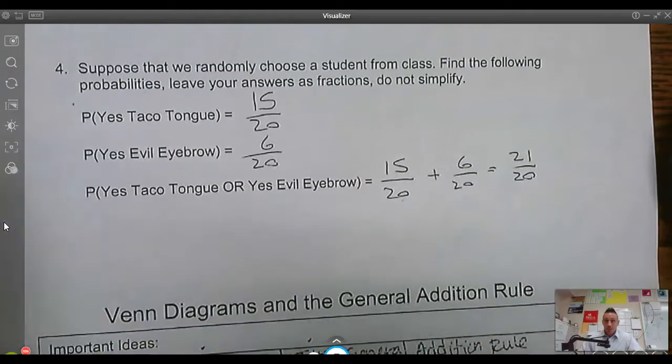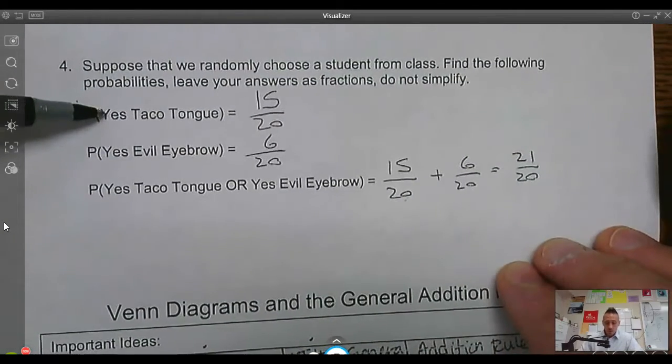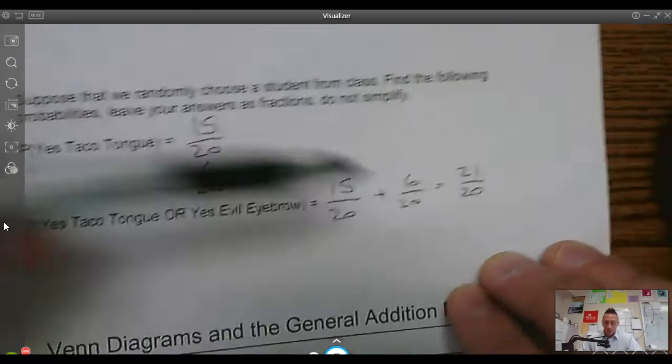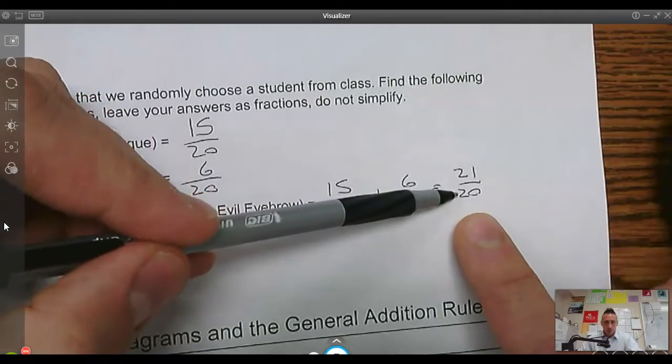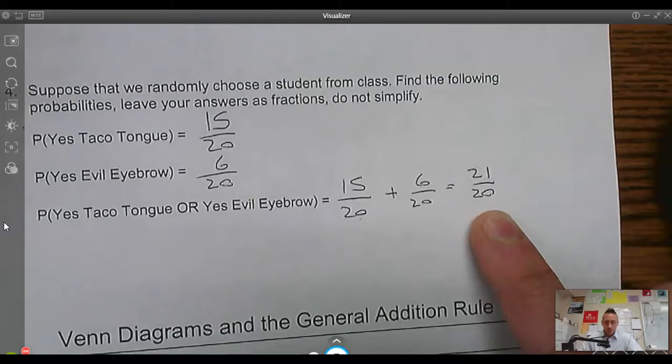Here's the problem. These aren't mutually exclusive. You could have a student who could taco tongue and evil eyebrow. And hopefully you recognize, wait, this is wrong. This is bigger than 1. Probability can never be bigger than 1.